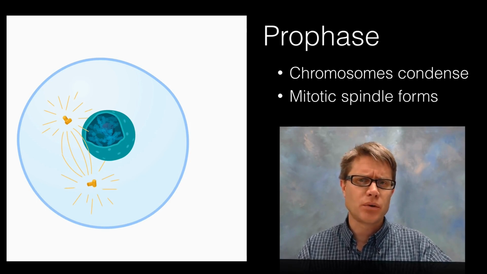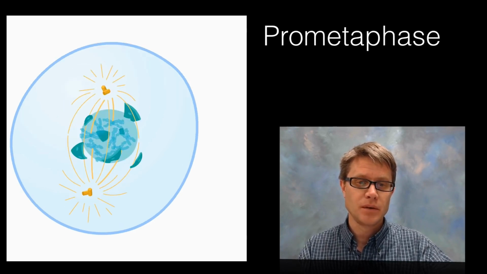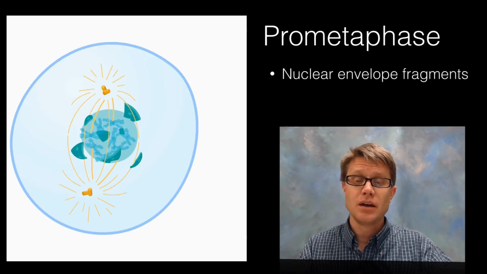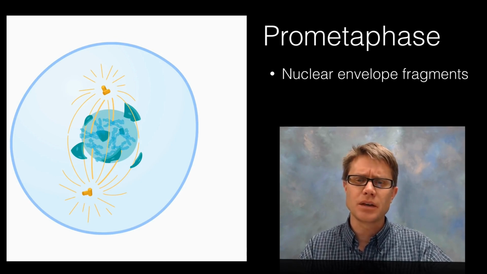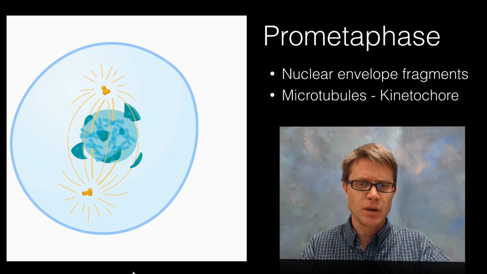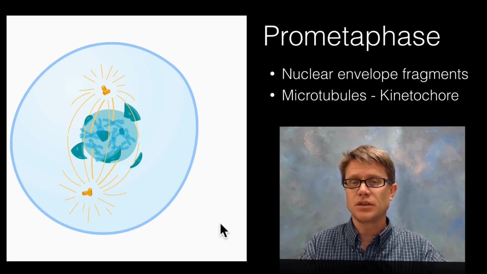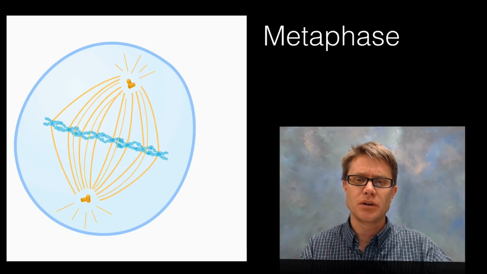Now let's go into what's called prometaphase. And so during prometaphase, what are the big things that happen? Well, you can see right away that that nuclear envelope is fragmenting, so it's breaking apart. And then the other big thing that's happening at this point is that those microtubules are starting to attach to the kinetochores in the middle. Not all of them. Some of them are reaching all the way across the cell, but you know it's prometaphase if you see kind of that explosion of that nuclear envelope.